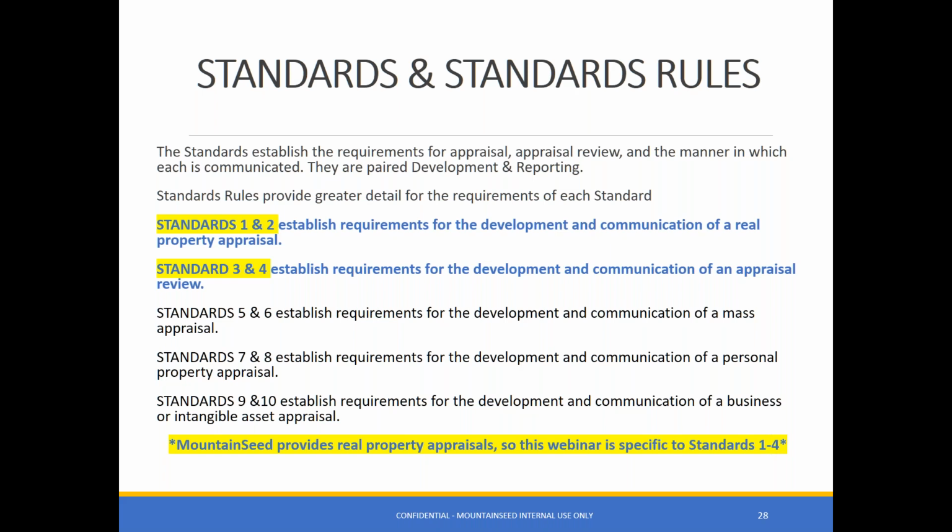The appraisals and the reviews that we typically procure fall into these categories. So 1 and 2 are development and communication of real property appraisals. Standard 1 is development, standard 2 is reporting, and then 3 and 4 are development and communication of an appraisal review, and again, 3 is development, 4 is reporting.